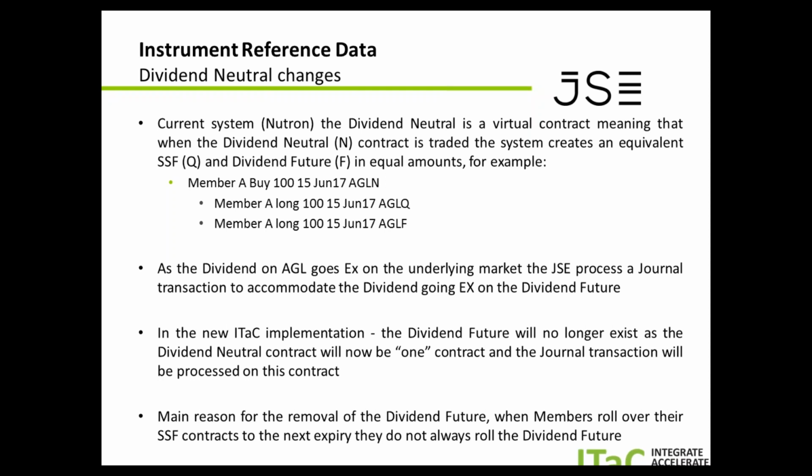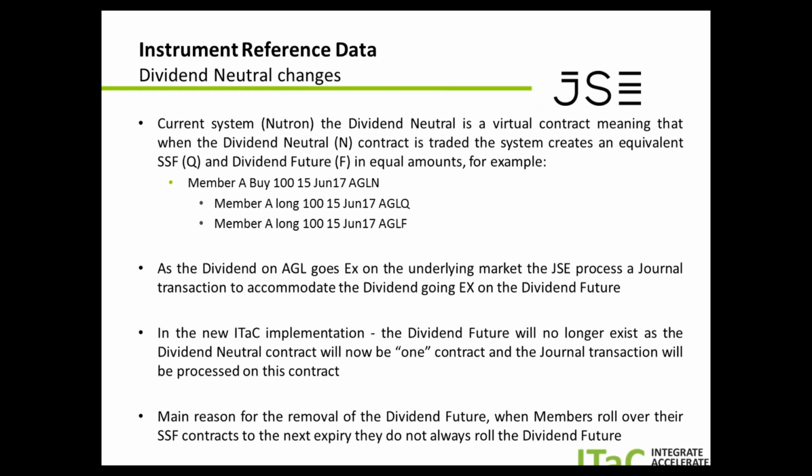Okay, as you guys know, in the current system, the dividend neutral is a fictitious contract. So when you do trade the dividend neutral, the N contract, you get the equivalent of the Q contract and the F contract. And the reason for that is for the Q contract to have the stock, and the F is for the journal transaction.